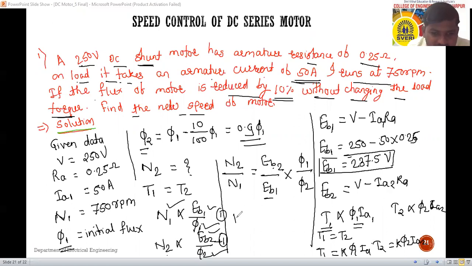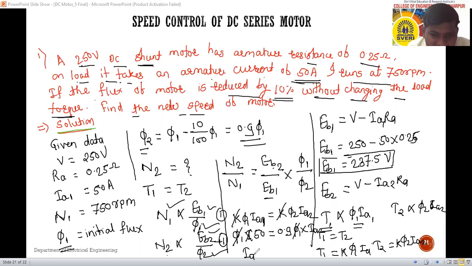That means the equation becomes K phi 1 Ia1 is equals to K phi 2 Ia2. So this K gets cancelled. No need to write, लिहायची पण गरज नाहीये, but लिहिलं तरी चालेल. So see, we know already phi 1, माहिती आहे तुमच्याकडे. So it is phi 1 into Ia1. You people already know the Ia1 is equals to 50. Then you people know the phi 2 is nothing but 0.9 into phi 1, and then Ia2. Okay. So according to this, phi 1 gets cancelled.